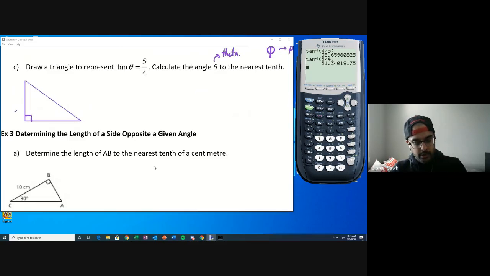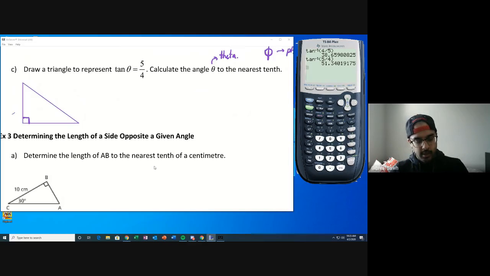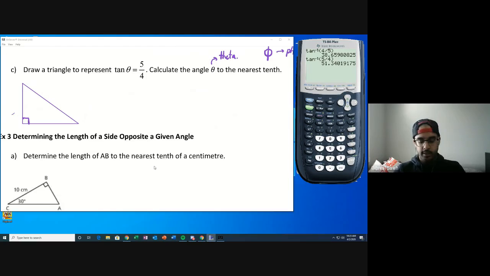Now, the relationship they've given us, tangent, uses the opposite side and the adjacent side. So we've got to make sure we really, really are careful with which numbers go where. So tangent of theta is opposite over adjacent. We were already given a fraction, so let's use the exact same one. So opposite's going to be 5, adjacent's going to be 4. Calculate the angle theta to the nearest tenth.